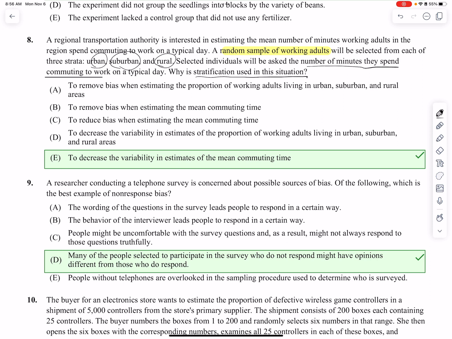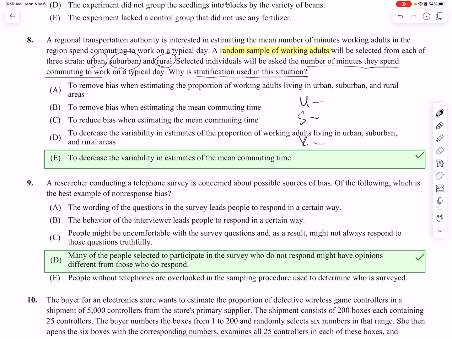Obviously, because we know that urban, suburban, and rural are going to have a lot of differences, and if we have them all smacked together, we're going to have a lot of difference in the time. Urban's going to probably be very different because of the traffic. Suburban, if they commute into the city, and then rural, if they come way in, or if they just work locally and there's hardly any. So we're going to have such a difference. That's going to increase our variability. So we're going to decrease our variability by just comparing urban to urban, suburban to suburban, and rural to rural.